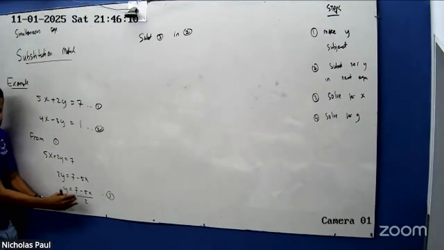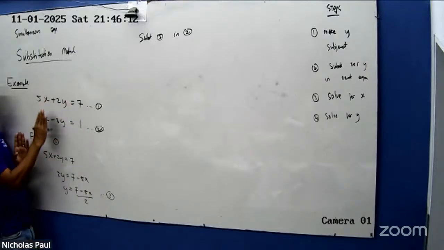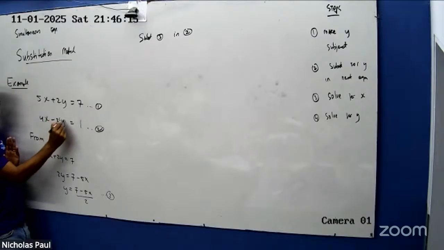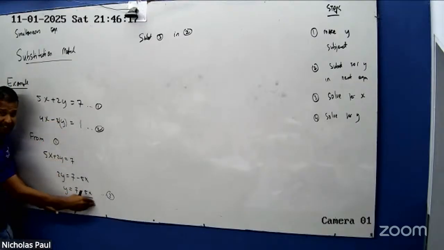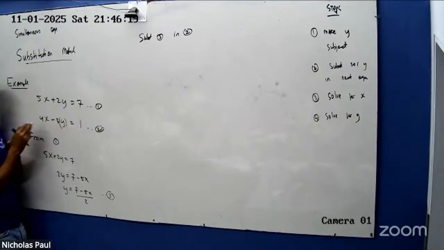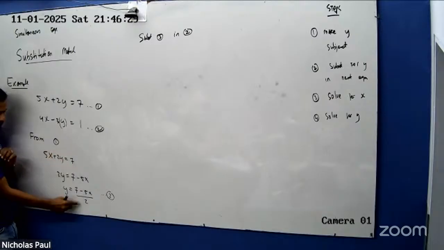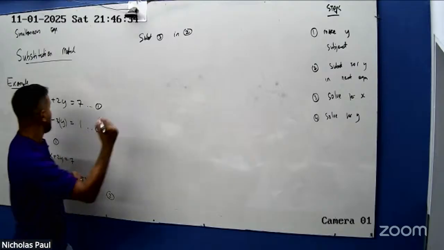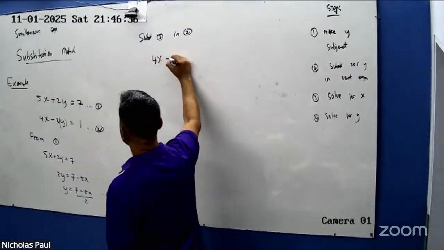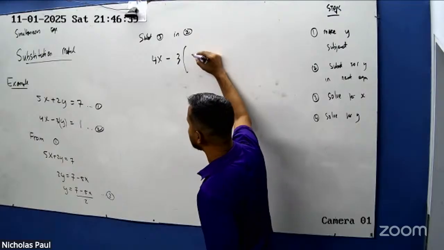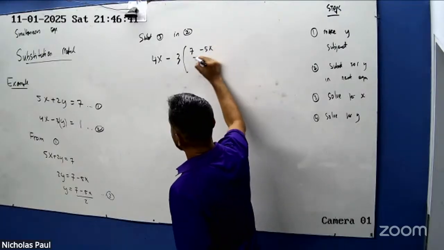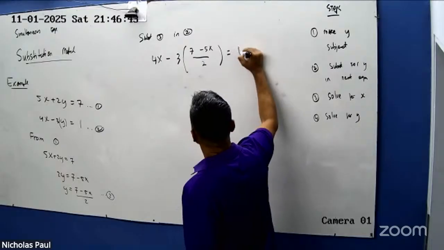Now I am going to take this y and I'm going to replace it with the y I have here. I'm going to take this and write it in here, Brad. Yeah? You sure? So I make y the subject and I'm going to now put it in here. So I'm going to take up this y and write this new y, 7 minus 5x over 2. So I'll end up with 4x minus 3 by 7 minus 5x over 2 is equal to 1.